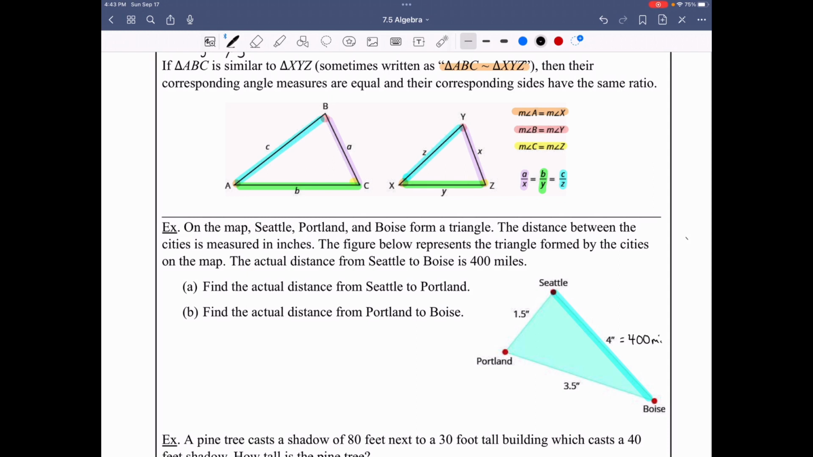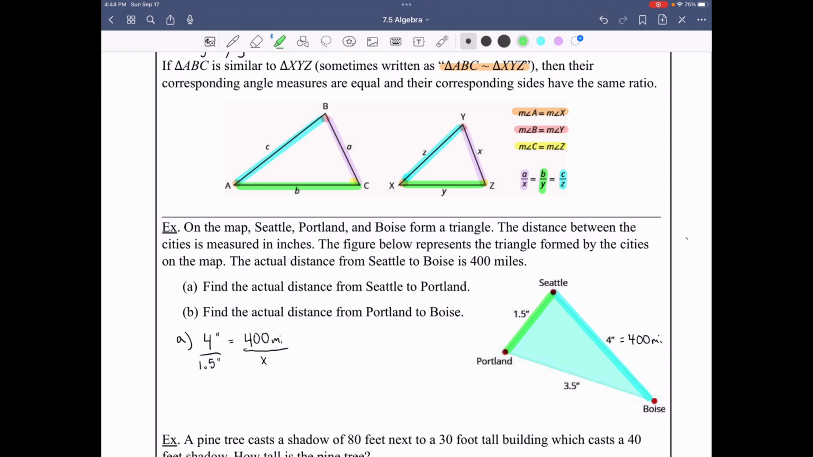So 4 inches is equal to 400 miles. Then from Seattle to Portland is 1.5 inches. And we want to know the actual distance. So we set up a proportion like this.